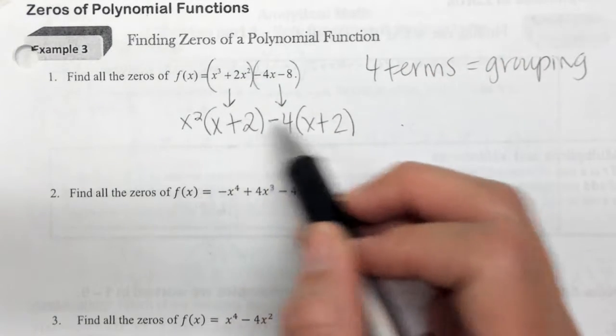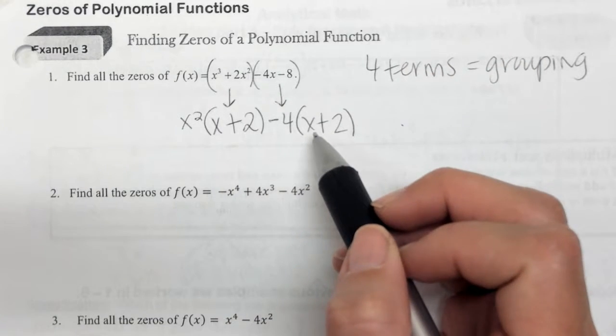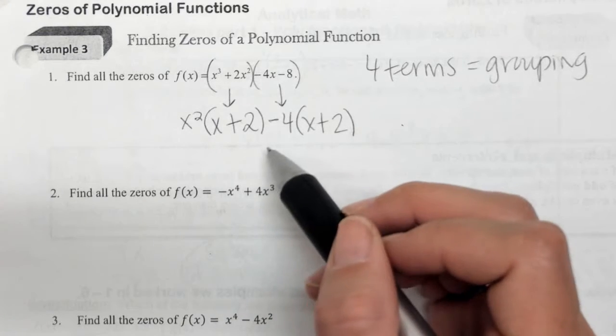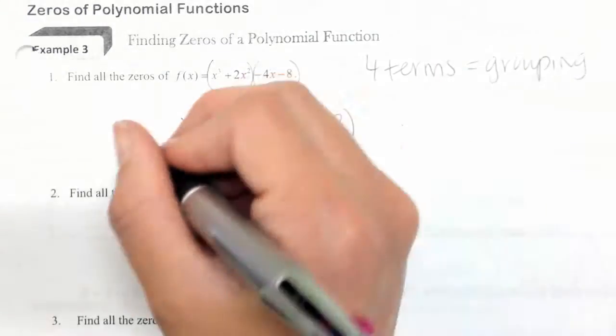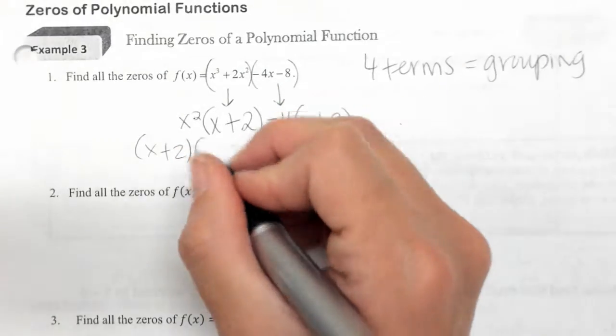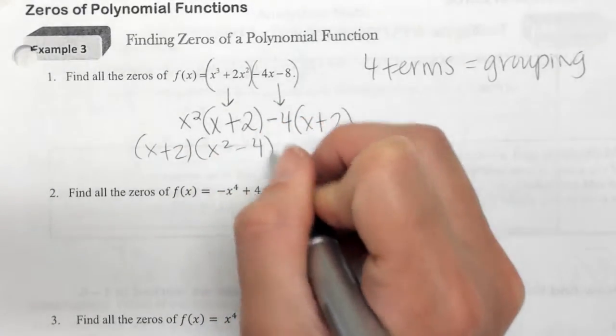And notice how these in your parentheses are the same. They should be if you've done it correctly. And I hope you remember this from Algebra 2. So now we can just bring down that x plus 2 that they have in common. And then whatever's left on the outside, which is x squared minus 4.